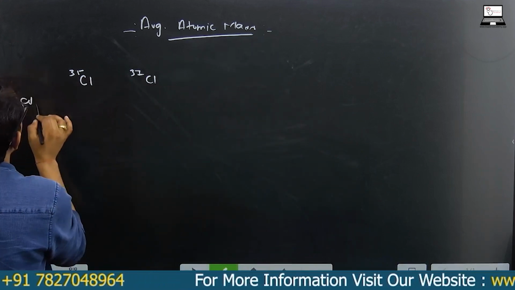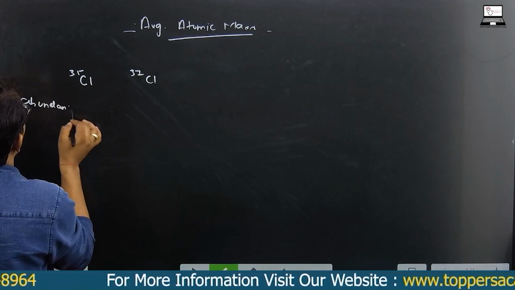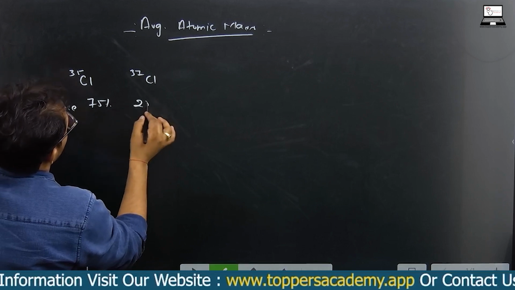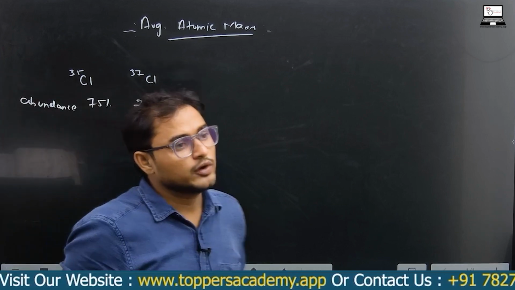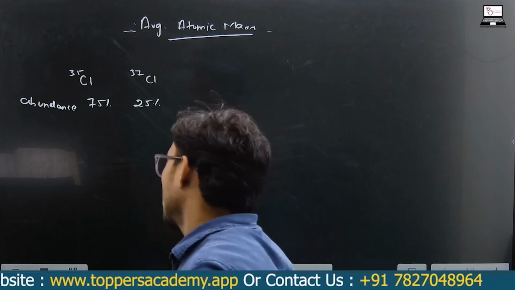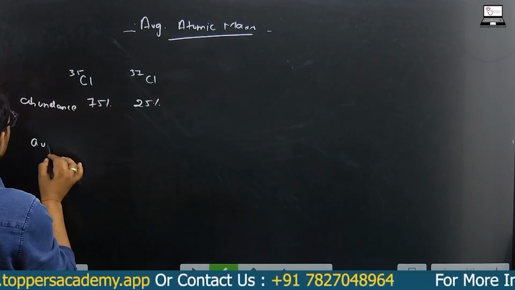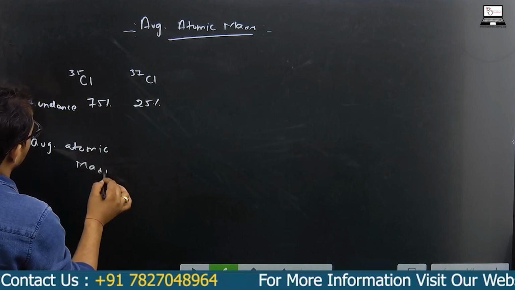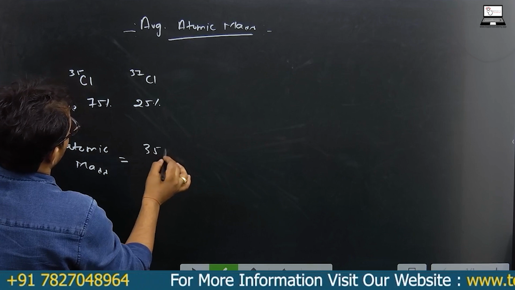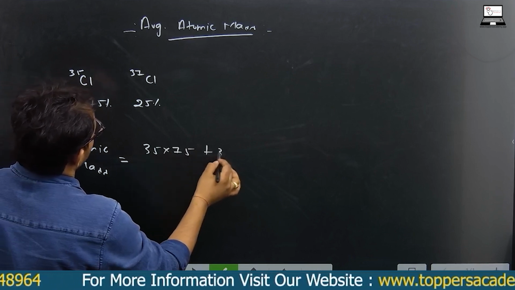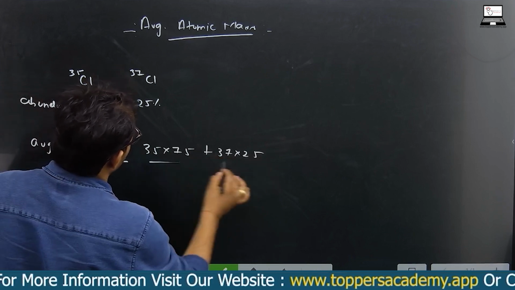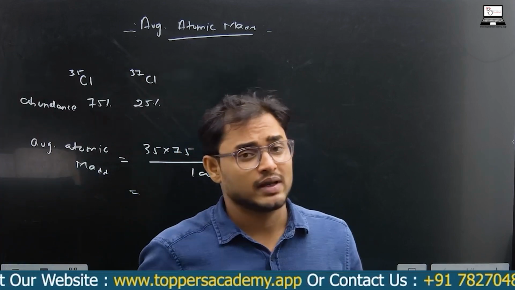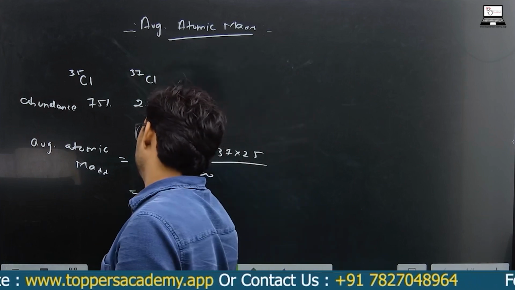So my dear friends, the abundance is 75% available in nature for one, and 25% for the other, right? Now I'm going to calculate the average atomic mass according to the formula: 35 into 75 plus 37 into 25, upon 100, because it is percentage. When you solve this question, you will get the answer as 35.5.